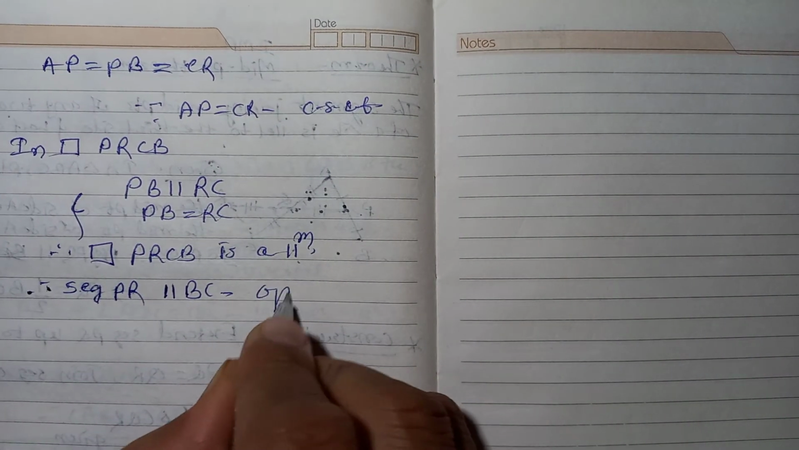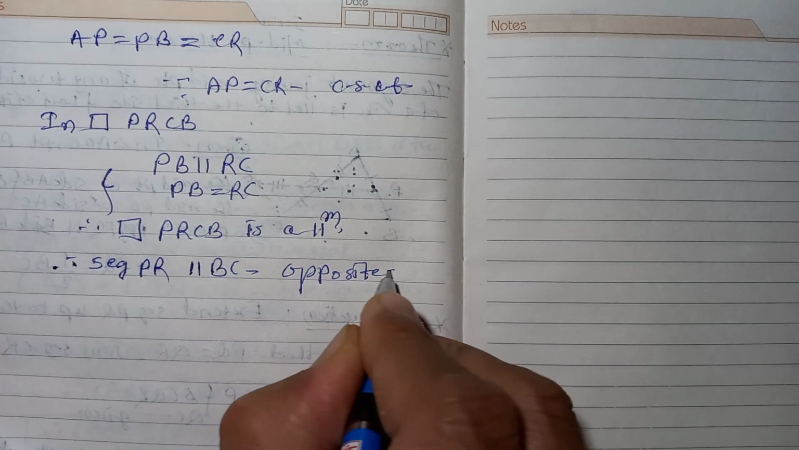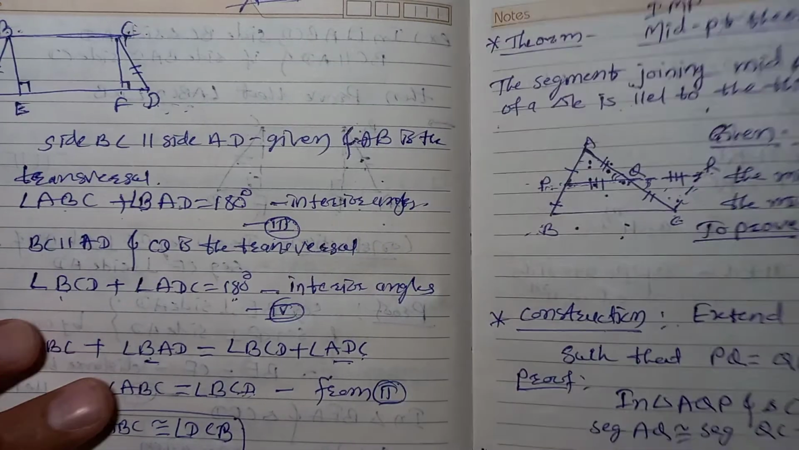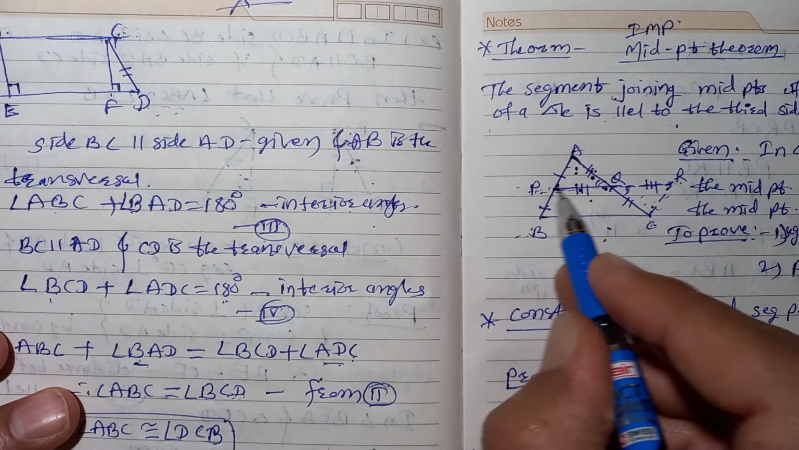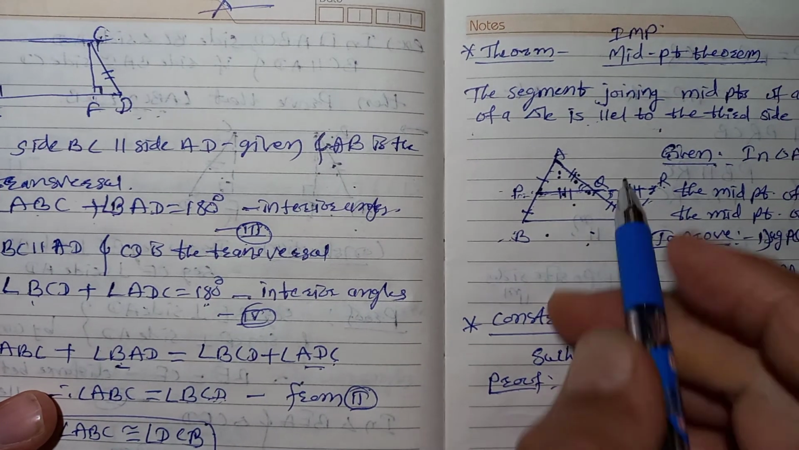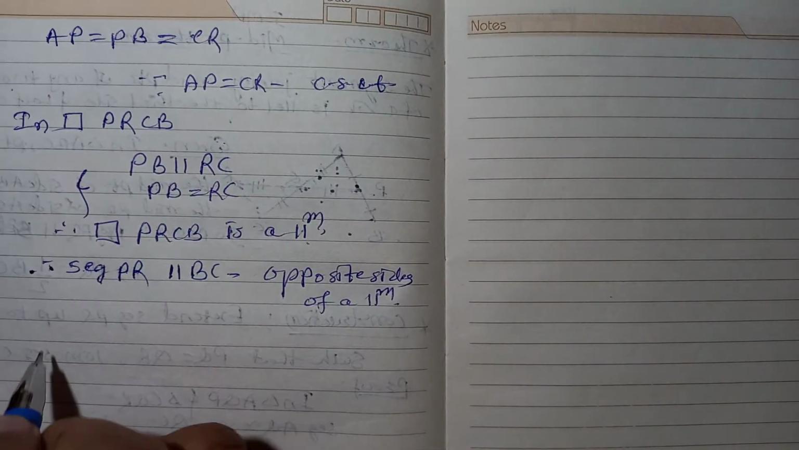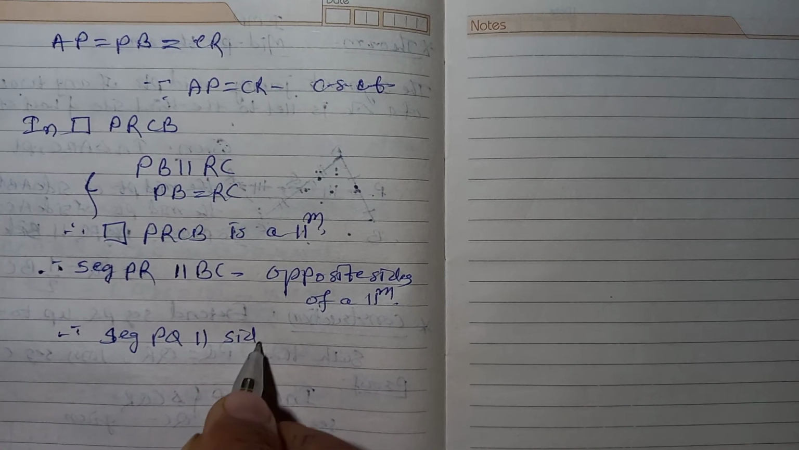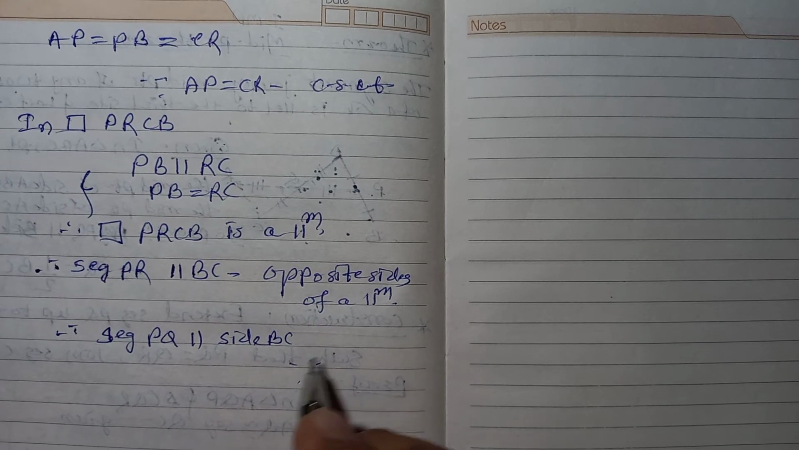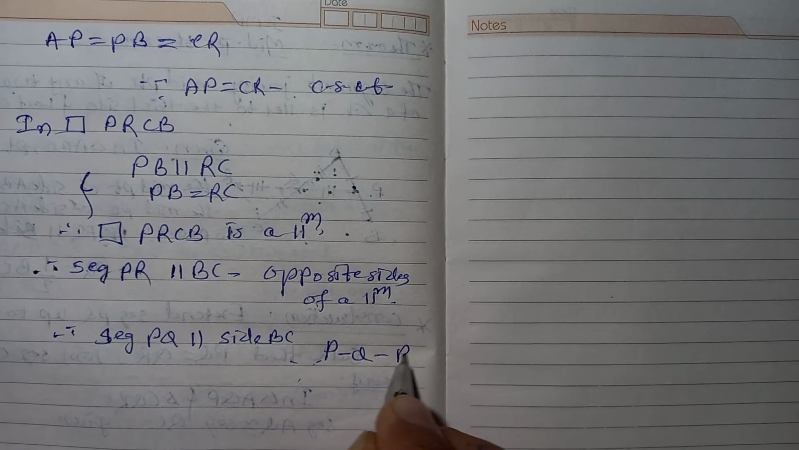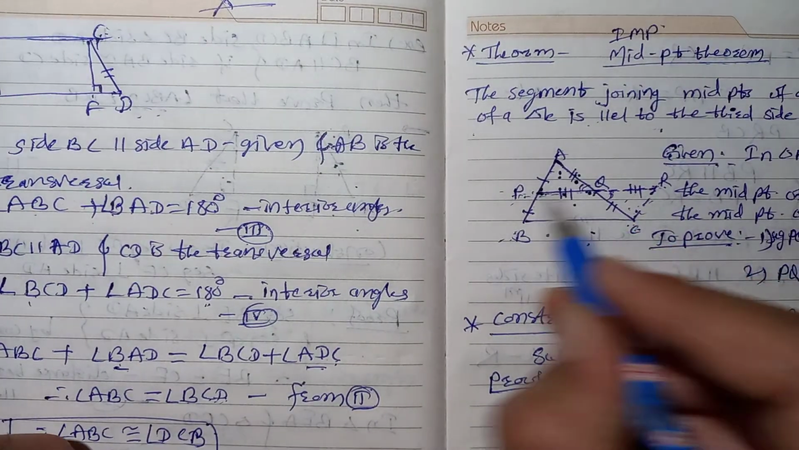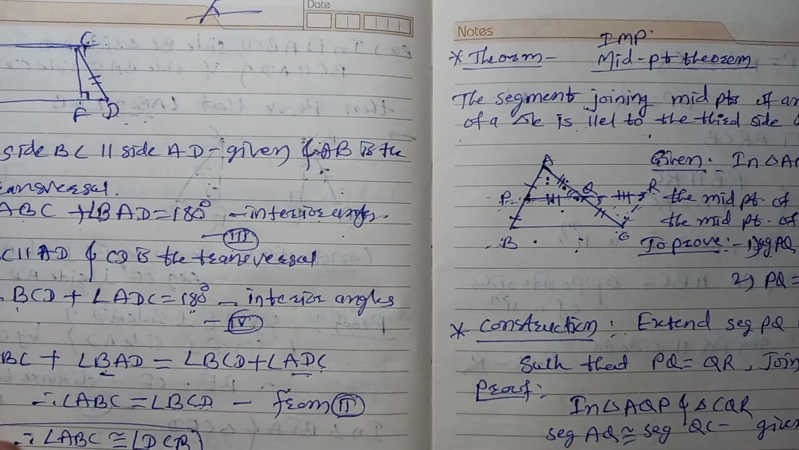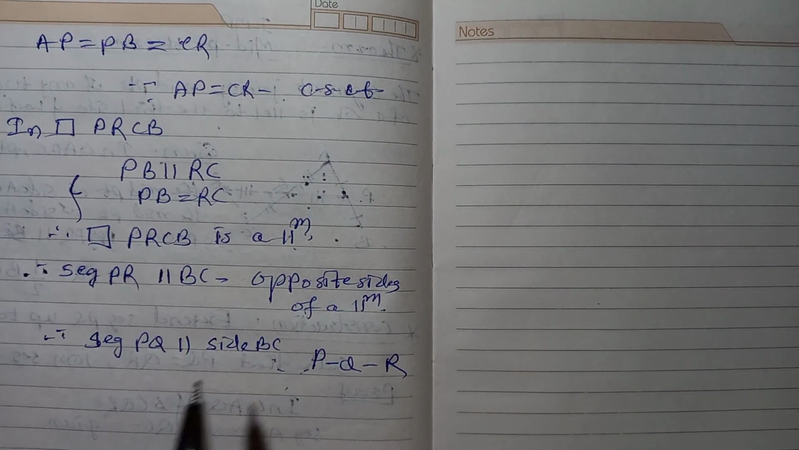How? Opposite sides of a parallelogram. See, PR is parallel to BC. So can we say PQ is parallel to BC? Yes, because Q is in between P and R. So therefore, segment PQ is parallel to side BC. Reason: this Q is between P and R. So the first part is proved. See, PQ is parallel to BC.